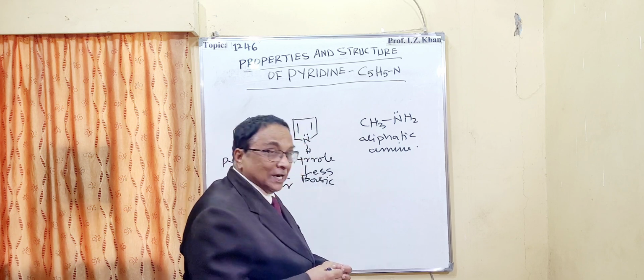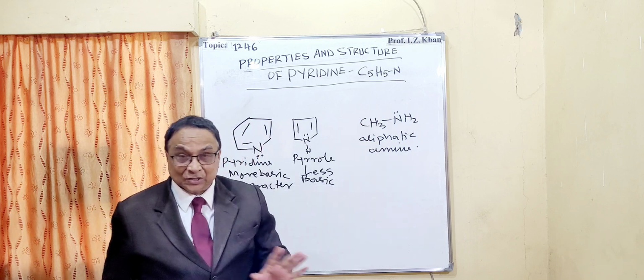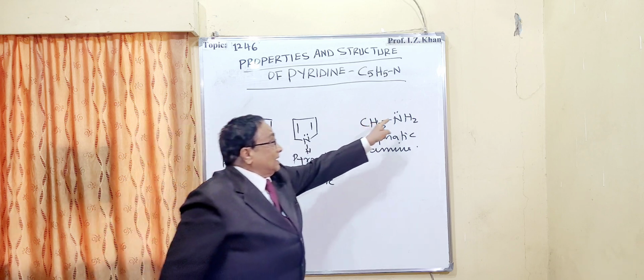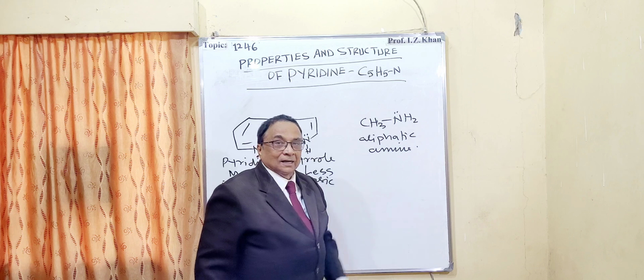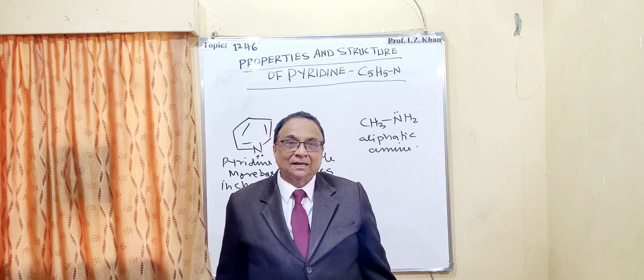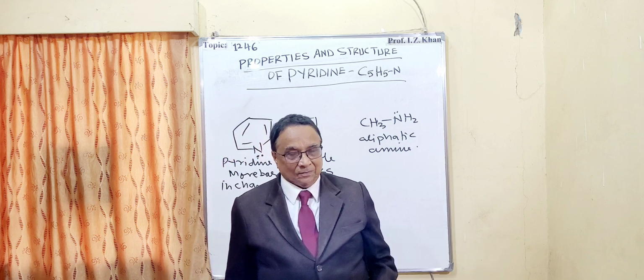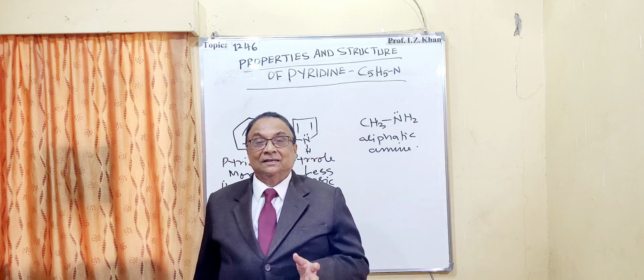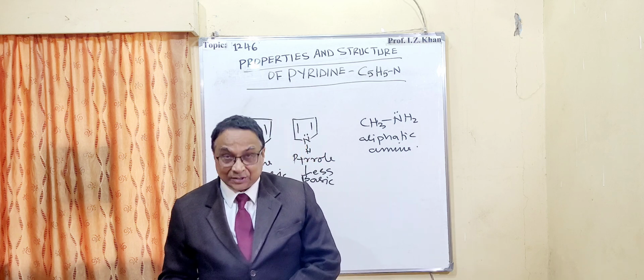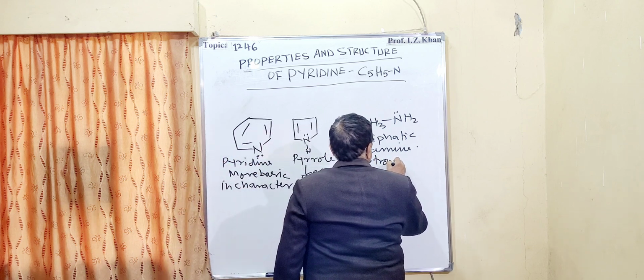But if you come to aliphatic amine, there is no delocalization of electrons, no resonance, and the same electron pair which is present here is very, very easy to share with another atom. So that's why aliphatic amine is a strong base as compared to these two.